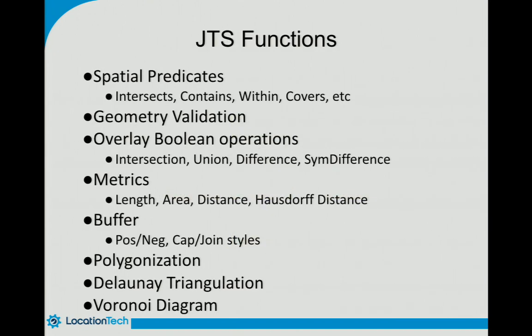And JTS, in addition to the data structures, has a whole wealth of spatial predicates, so you can compare geometries with each other, see what's contained within another geometry. Can do all kinds of producing geometries, producing a buffer around a geometry. So this here is the fundamental building block of our industry.